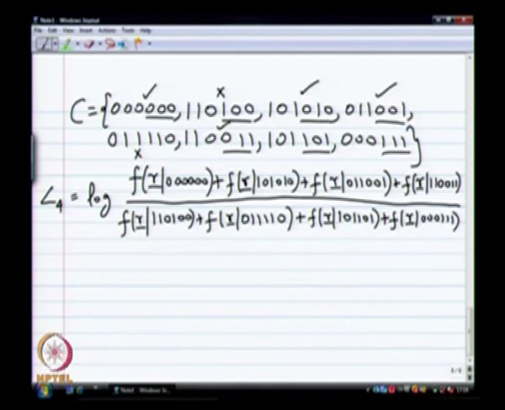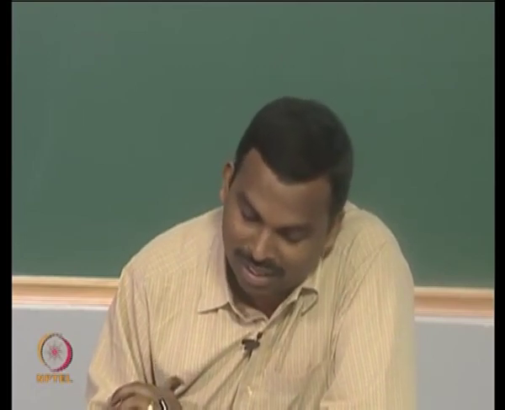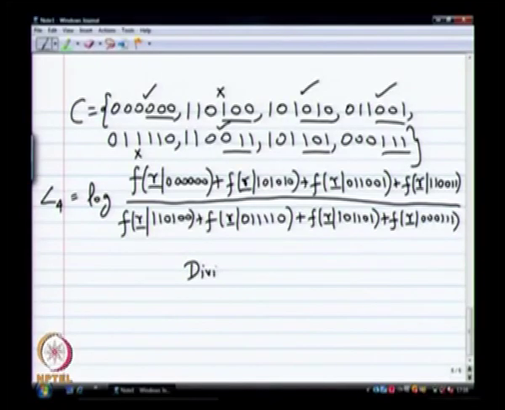I mean, it's not very great. The expression is still messy, but at least you will write it in other terms, which will give you a lot of intuition about how this is working. So what you do is you divide numerator and denominator by this term.